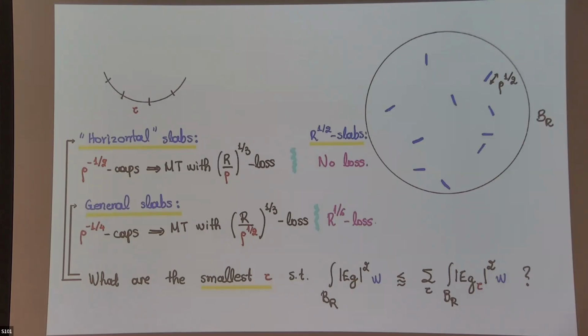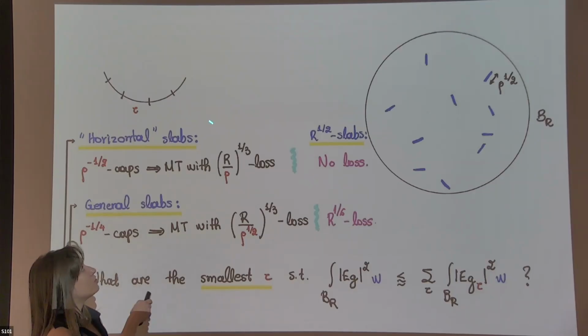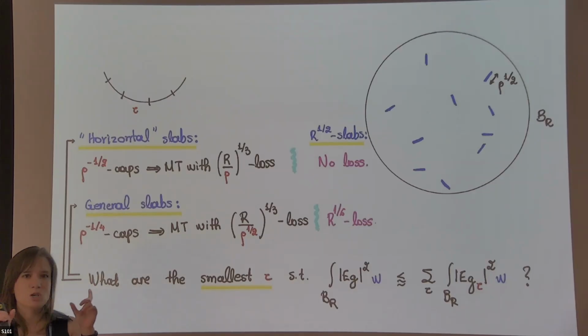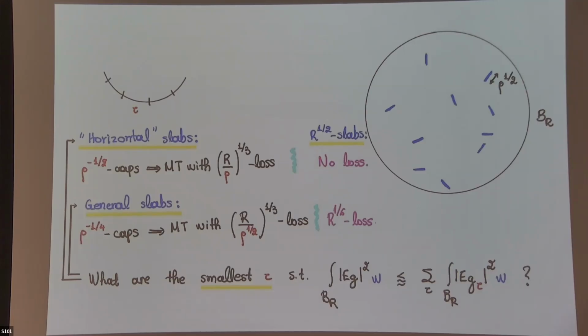I guess I will stop here. Proving such estimates, like orthogonality between the different G tau, is really just geometric. There is no harmonic analysis. You just make a picture of how they can interact with this slab, and it works. So I'll stop here. Thank you.